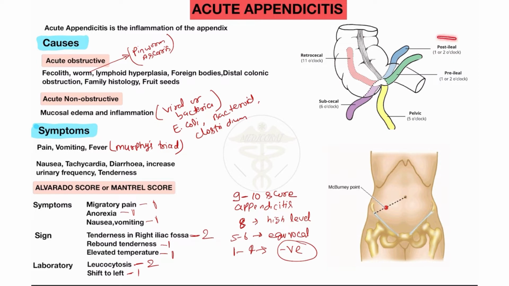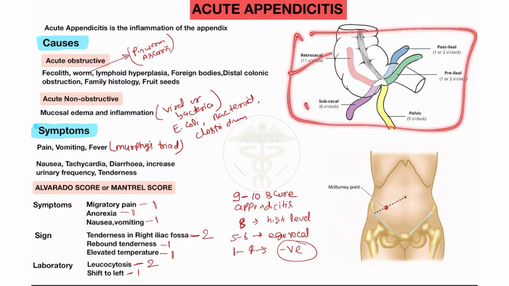Post-ileal means behind the ileum, pre-ileal means in front of the ileum. Here the part of the appendix is present in front of the ileum. And pelvic. First is the retrocecal in most patients, and second is the pelvic position. 30% of people have a pelvic position appendix. So these are the positions of the appendix: retrocecal, subcecal, pelvic, pre-ileal and post-ileal.